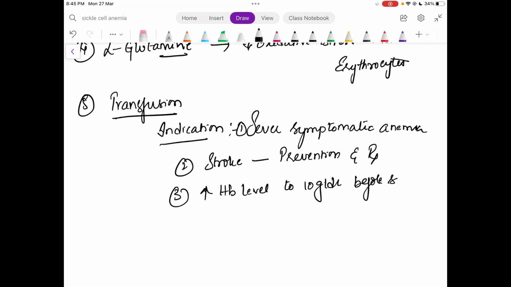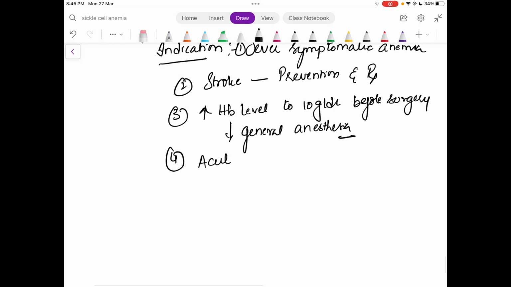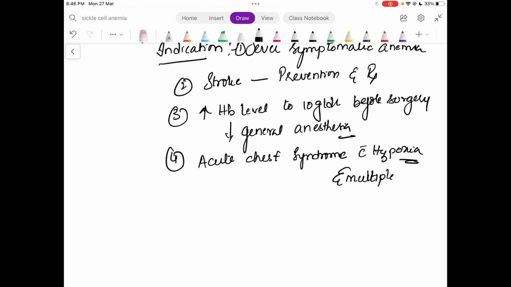Before surgery under general anesthesia, for these patients you have to do transfusion, and in acute chest syndrome with hypoxia and multiple lobe involvement conditions, you have to do transfusion.